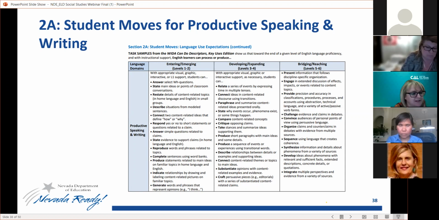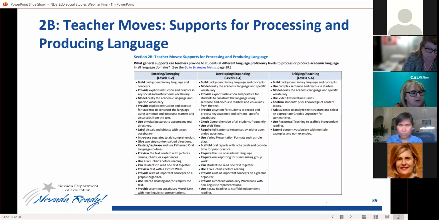When we go to the next slide, we can use this document also to be thinking about teacher moves. How do we support the processing and production of language? And so now I'm going to be looking over here, building background. Students were building background because they were sharing information with multiple partners. They were required to use the academic language. They were tapping into their background knowledge with what do they know.